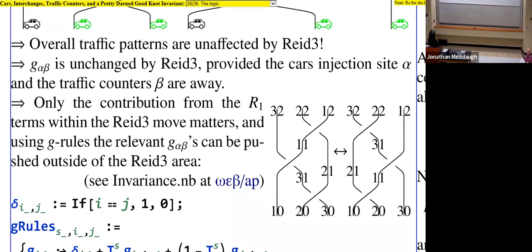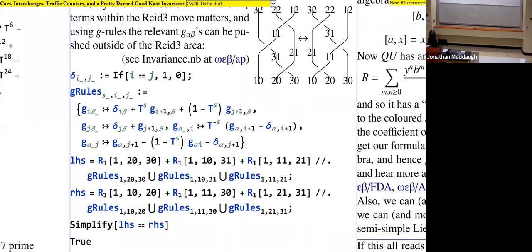I'm a lazy bum. I never compute anything by hand. I did it by computer. So I labeled this, the edges of the Reidemeister move, completely arbitrarily: 10, 11, 12, 20, 21, 22, 30, 31, 32. And likewise on the right-hand side, the G rules, the rules for how G transforms near a crossing, are written here.